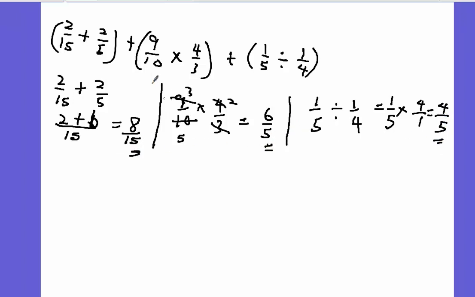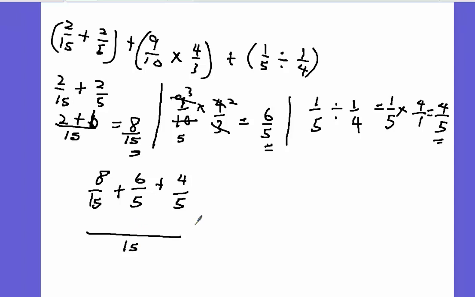Now what we have to do now is to add the 3, because each bracket was adding the other one. Good. So it's going to be 8 out of 5 plus 6 out of 5 plus 4 out of 5. From each bracket, of course, let's find LCM again. LCM is 15.